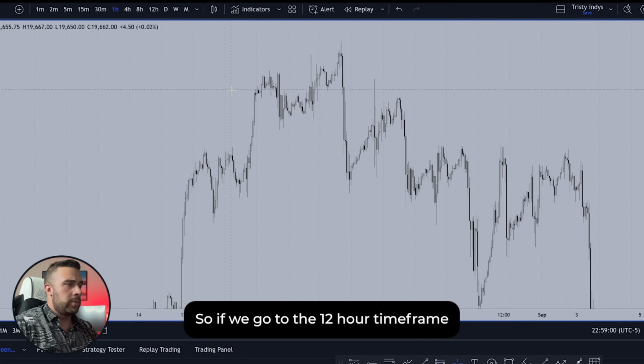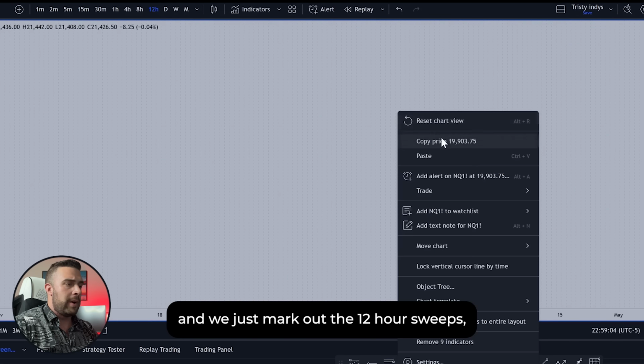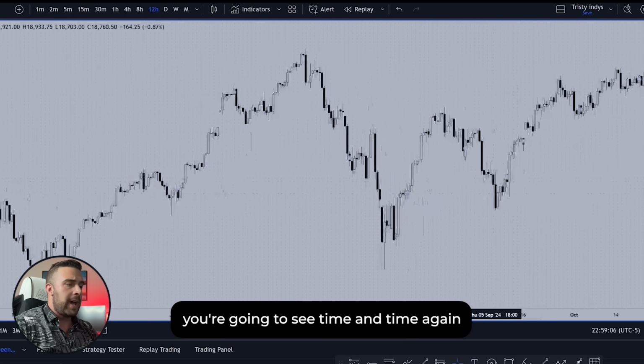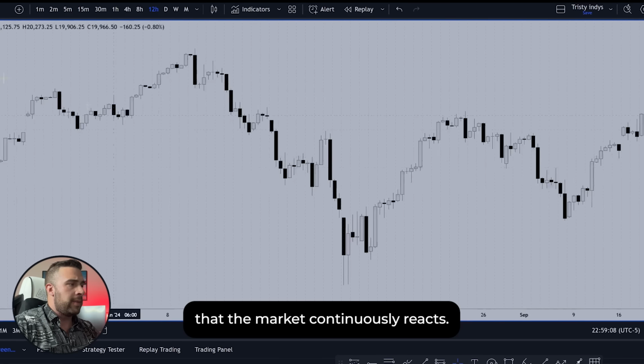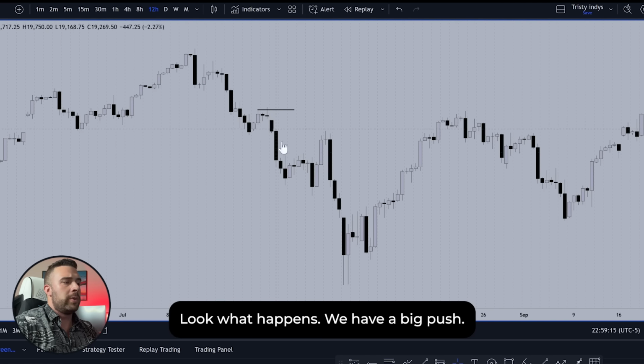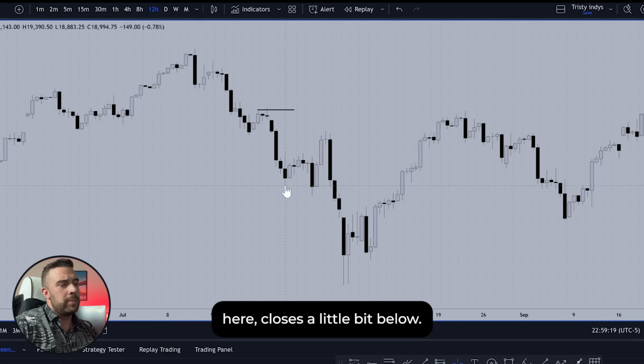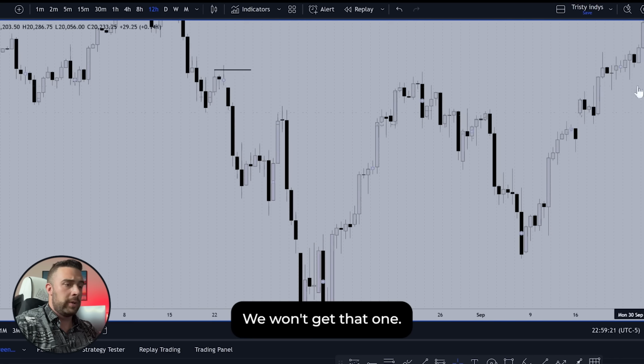So if we go to the 12-hour time frame and we just mark out the 12-hour sweeps, you're going to see time and time again that the market continuously reacts every time there's a 12-hour sweep. You can see there's a 12-hour sweep here. Look what happens. We have a big push. There's a 12-hour sweep here. It closes a little bit below, so this one's not quite valid. We won't count that one.